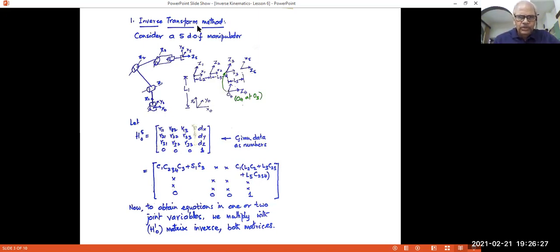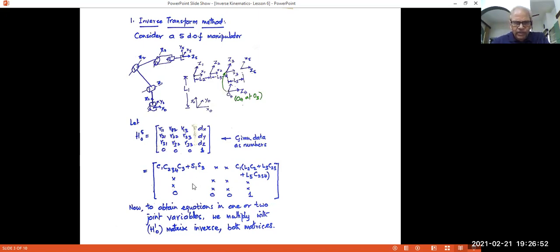Okay, suppose this is the 5 degrees of freedom manipulator. These are the frames attached and all that, and this is the homogeneous transformation matrix H50 given to us as numbers, let us say. This data is known to us. Well, the parametric form, as you saw, for this is given with only the 1,1 and 1,4 terms as a sample. Other terms are also similar.